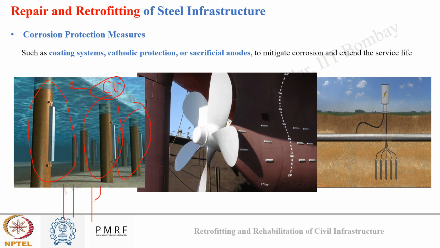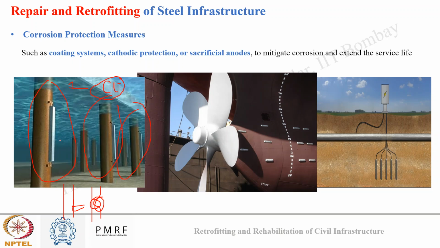Due to corrosion, your column will lose its cross-section area, and due to this, the area will become critical for stress failure, which can lead to collapse of the structure also. So to mitigate this from happening, we can use a sacrificial anode.